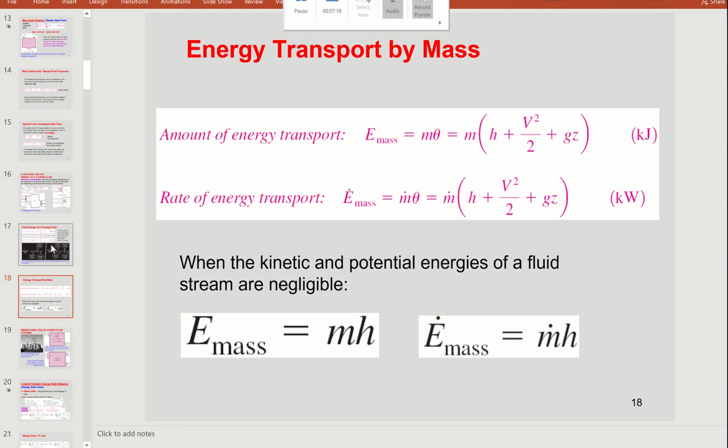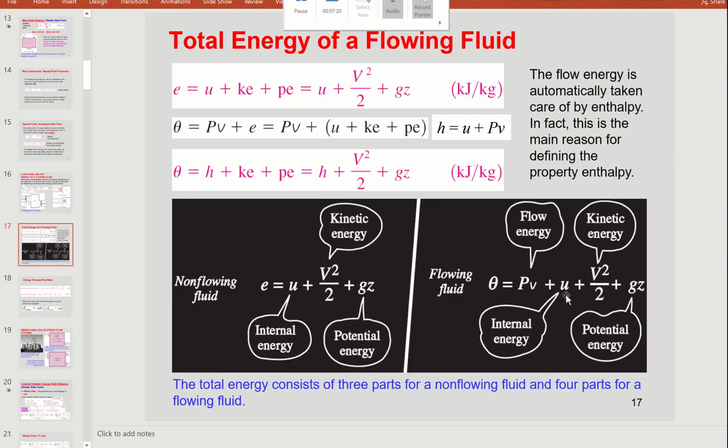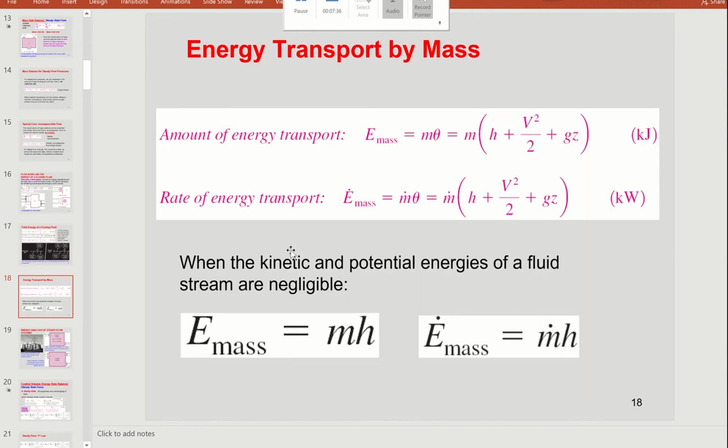Now, we're going to look at this. What is U plus PV? Can we combine these first two terms? We learned about enthalpy. Enthalpy is H. H is U plus PV right here. So in that situation, we actually write down this is going to be H plus V squared over 2 plus GZ. Okay, now we can times mass to get the entire energy.